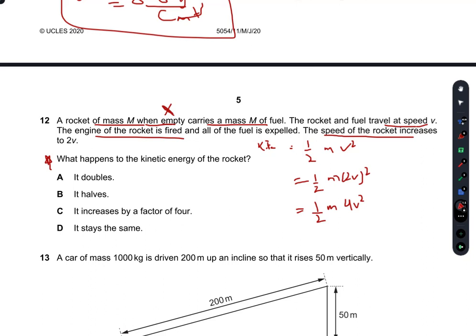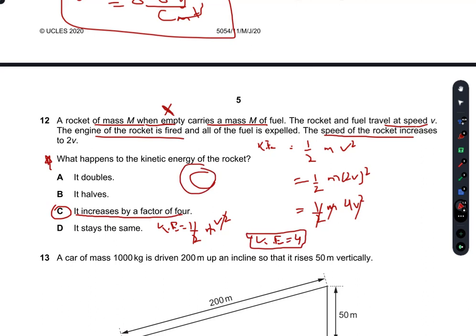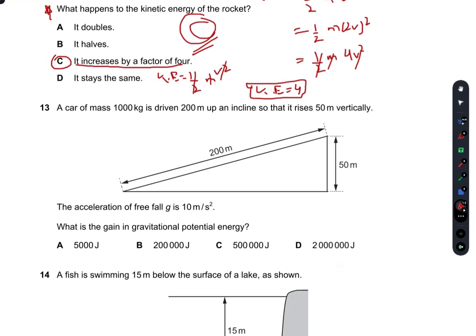If we check this, we have kinetic energy equal to half mv squared. Comparing these two equations, we can cancel the mass, and we can cancel the v squared as well. It means the rise in kinetic energy is 4. So it increases by a factor of 4. Yes, C is the right answer.